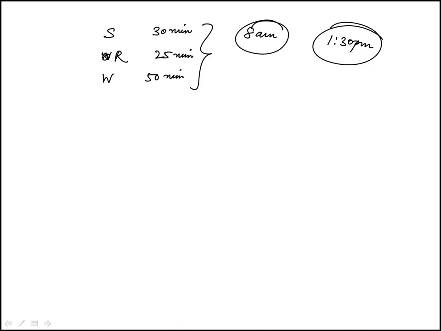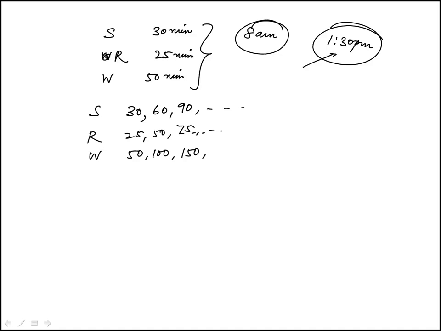So this would continue. For example, for Dr. Schwartz, it would be 30, 60, 90, and so on and so forth. Ramirez would be 25, 50, 75, and so on. We want to see when all three overlap, and it has to be before 1:30.